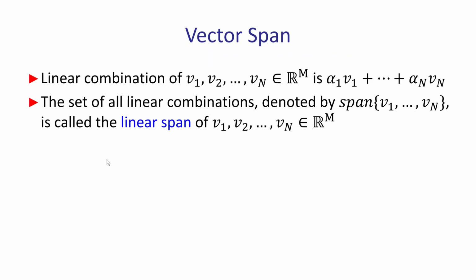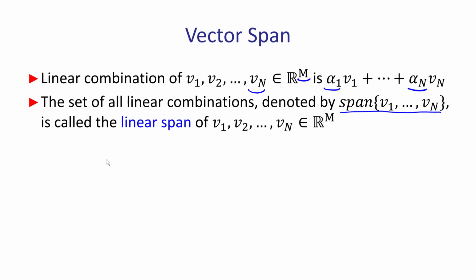I want to remind you that a linear combination of n vectors, where each vector has m components, is just alpha 1 multiplied by v1 plus alpha 2 multiplied by v2, and so on until you get to alpha n multiplied by vn. Each one of those is just some constant coefficient or weight of the vector in that linear combination of vectors. The set of all linear combinations, all possible combinations, is denoted by span of v1 to vn. And it's called the linear span of those vectors in Rm.